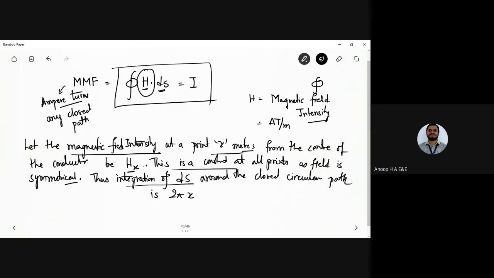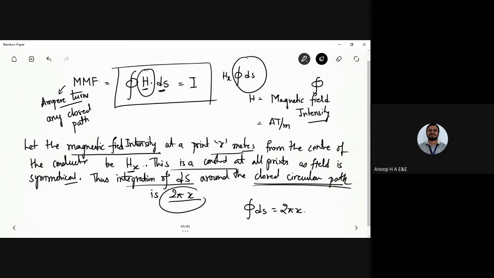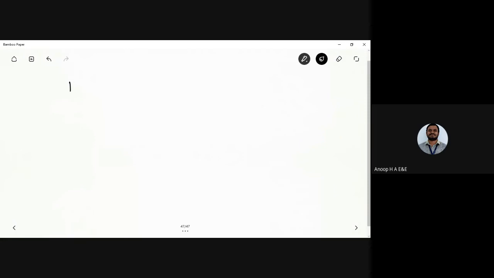So the integral of ds, taking Hx out, what is the meaning of it? It is the surface one. So 2 pi into x is the integral of this, that is the entire surface, the whole closed circular path. So the integral of ds would be equal to 2 pi into x. As Hx is a constant, it is multiplied with 2 pi into x, and that would be equal to Ix. Now Hx would be equal to Ix divided by 2 pi into x.